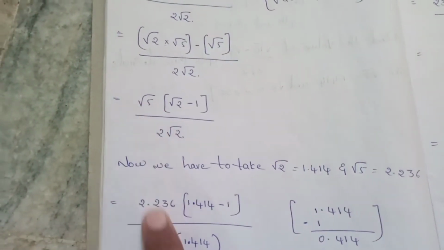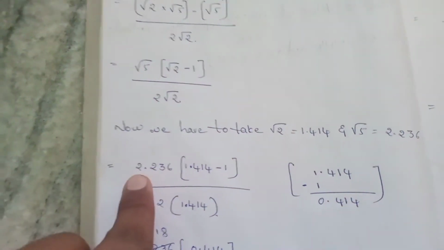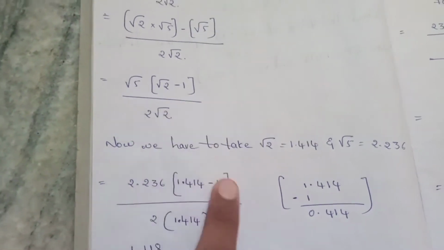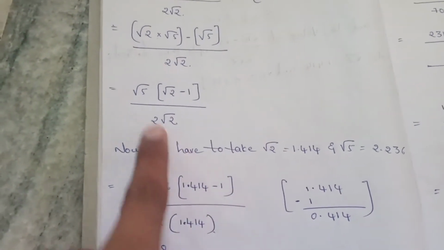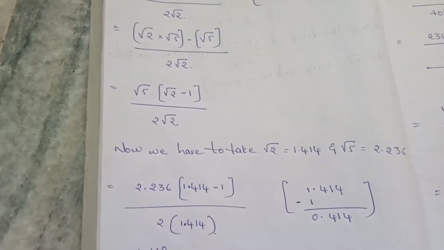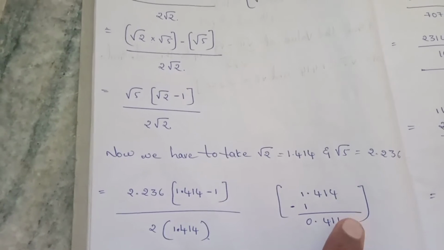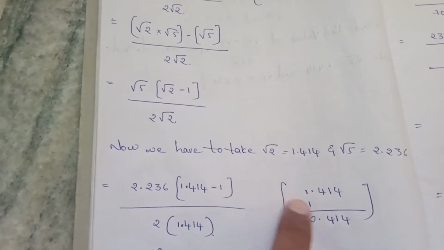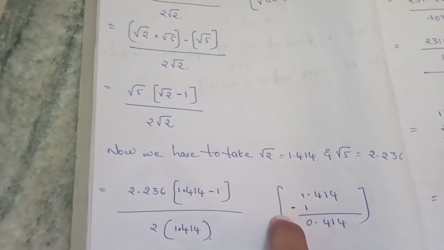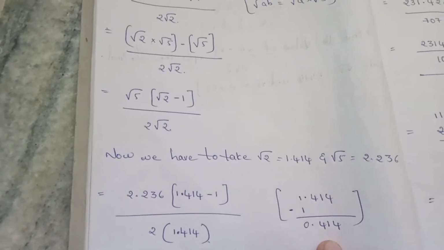What is root 5 here? 2.236. Root 2 is 1.414, so the expression is 2.236 into (1.414 minus 1) by 2 into 1.414. If we subtract 1.414 minus 1, we get 0.414. We write 1 before the point because after 1 there is no point, so we subtract it: 1 minus 1 is 0, and 414 stays as it is.